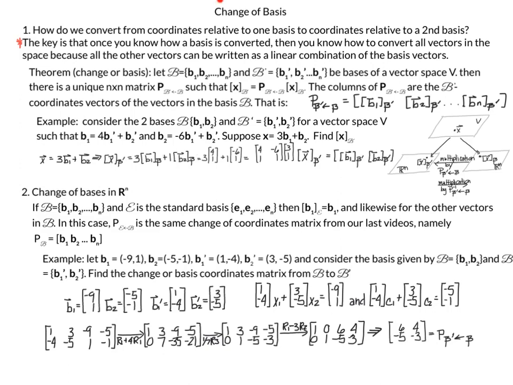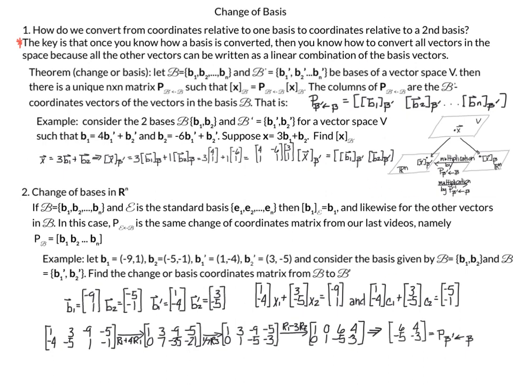In this video, we are going to talk about change of basis. That is, we're going to look at the problem: if we know the coordinates for a vector relative to one basis, we want to find the coordinates of that vector relative to a second basis. And the key is that once you know how a basis is converted from one coordinate system to another, then you know how to convert all the vectors in the space, because all the other vectors can be written as a linear combination of the basis vectors.